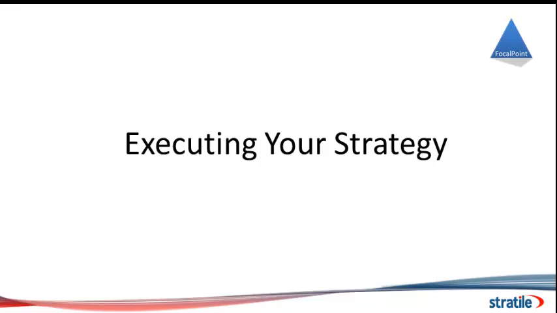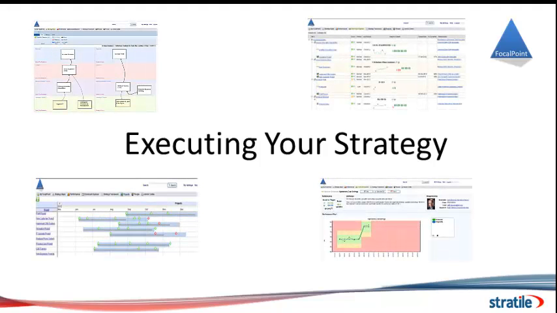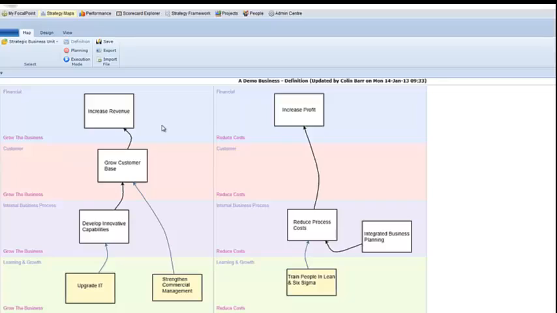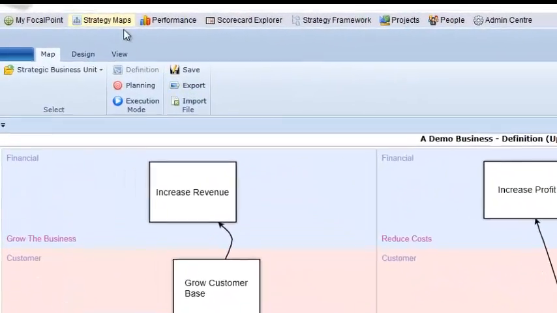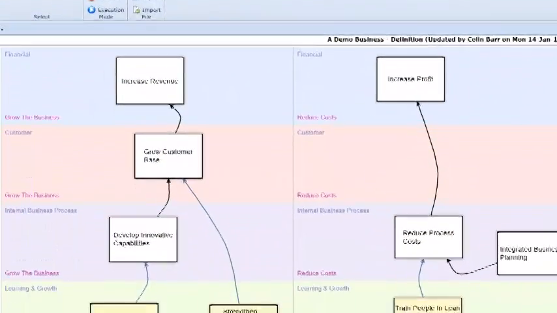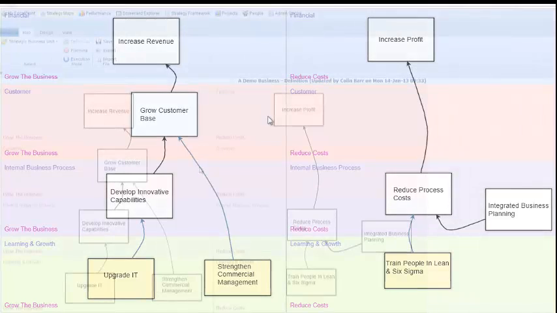Whilst there's lots to tell you about FocalPoint, here I want to concentrate on some of the information a manager might view to get a quick update on the execution of his strategy. After logging into FocalPoint, one of the first places a manager might go is to view the organisation's strategy map. A strategy map is a way of visualising strategy in a diagrammatic form. On the basis that a picture is worth 1,000 words, this is a really useful method for helping people understand and internalise the business strategy.